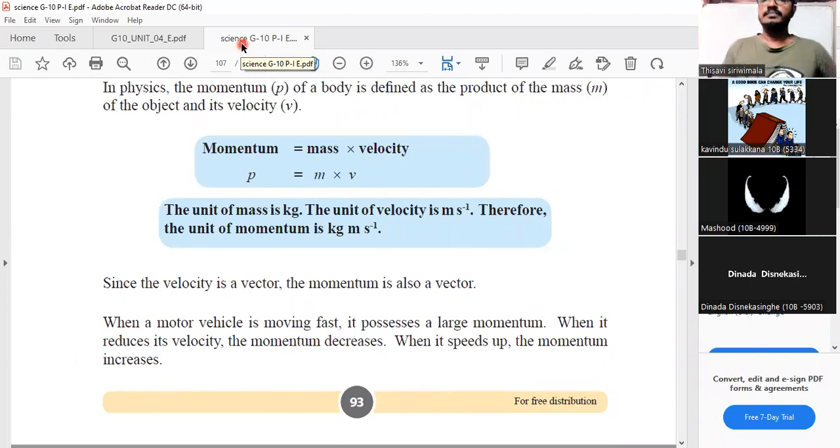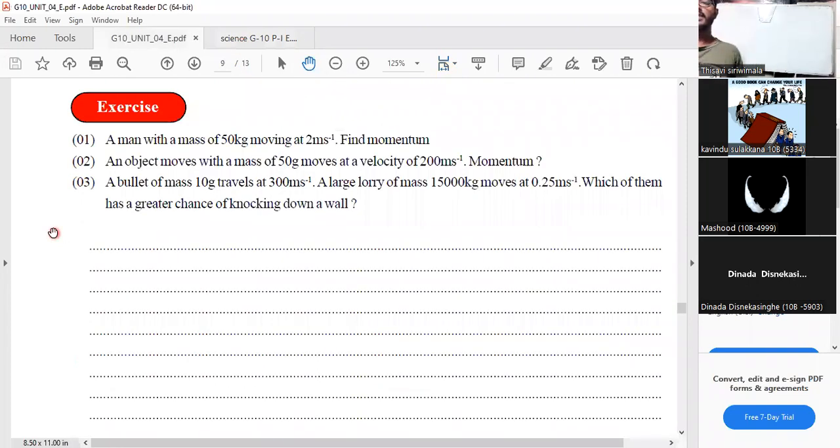Okay, so we'll do the questions. A man with a mass of 50 kg moving at 2 ms minus 1, find momentum. Momentum equals mv, mass 50 kg, moving at 2 ms minus 1. So you answer 100 kg ms minus 1. So this is how we do it.